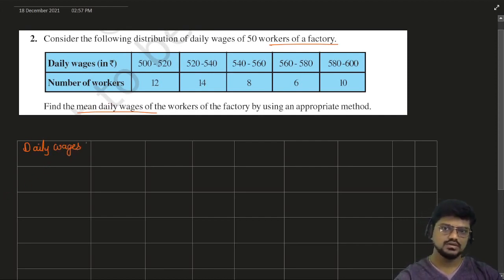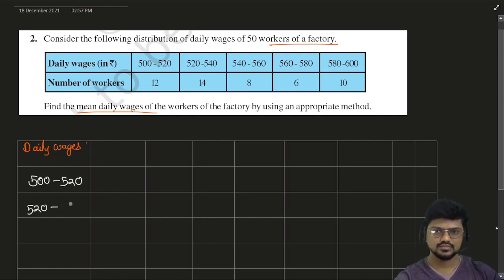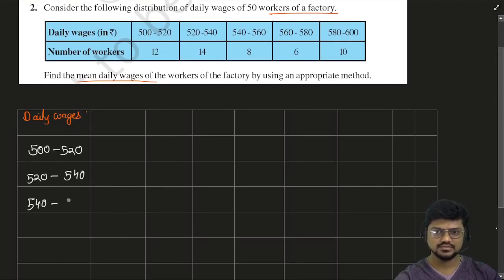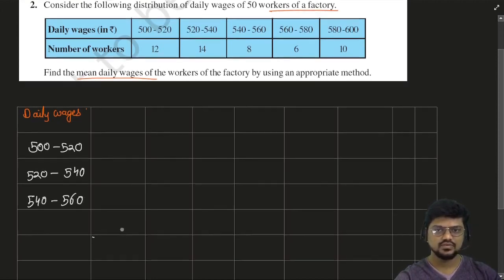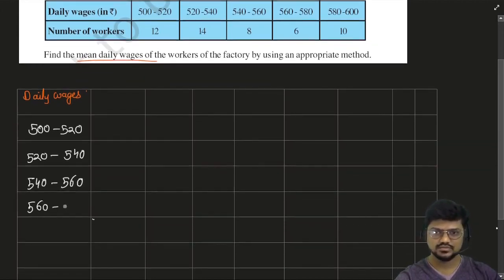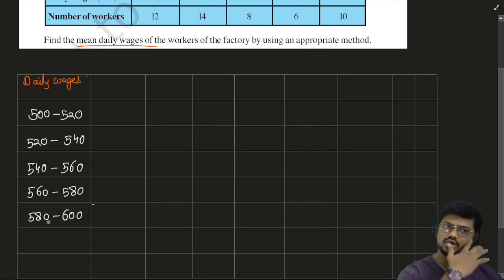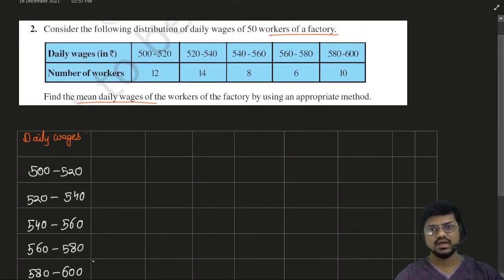Okay, the daily wages is from 500 to 520, then from 520 to 540, then 540 to 560, 560 to 580, and then from 580 to 600. Okay, this is what the daily wages you have. And the number of workers also they have given.